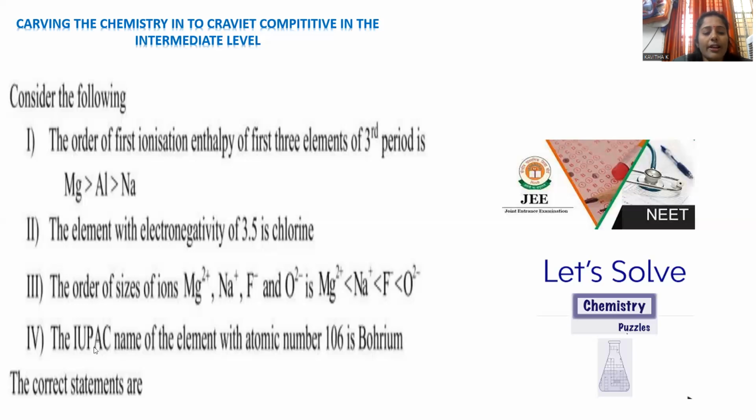Let's move on. The IUPAC name of the element with atomic number 106 is borium.